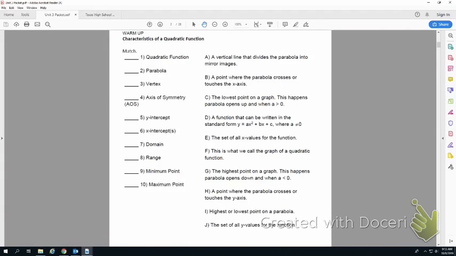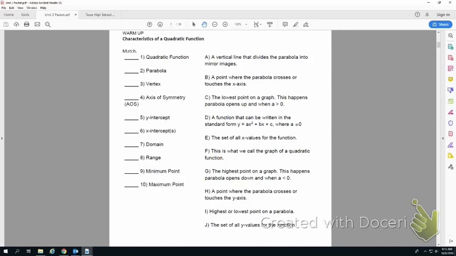Alright, so we're going to start looking at the quadratic function. We get deeper into this function than we probably do any other one this year. This warm up was just common terms that you will need to make sure that you are familiar with in this whole unit.